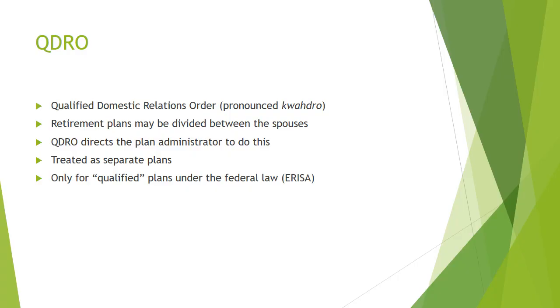Split this in half. Split this in a third and two-thirds. Split this 75%, 25%. Because a retirement plan is the sole property of one of the spouses, the quadro directs the plan administrator to do this, and that way this one plan can be treated as a separate plan, and each person has their own asset now. It only applies to what they call qualified plans under the federal law, and they call that federal law ERISA.